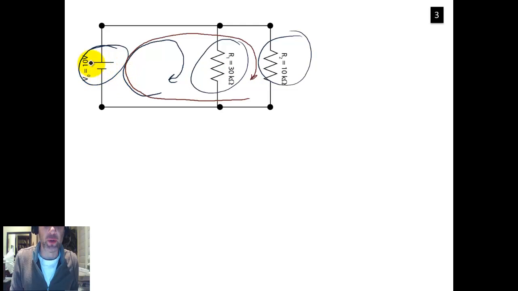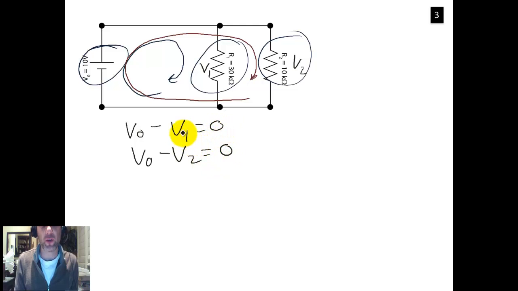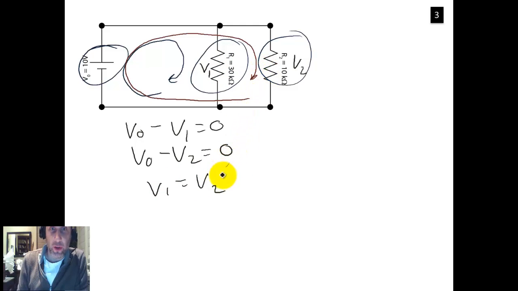So here we've got a voltage gain of 10 volts and a voltage drop, V1. Voltage drop here of V2. So we end up with two equations because we can do two loops around the circuit. So the first one would be V0 minus V1 has to equal 0. The second one would be, because in that second loop, the only thing that exists is the voltage source and the second resistor, V0 minus V2 equals 0. Now for both these equations to be true, the only way that can be is if V1 equals V2, right? So let's just call that V.